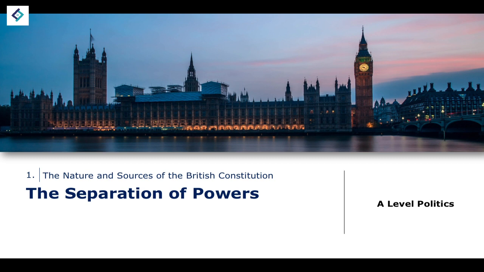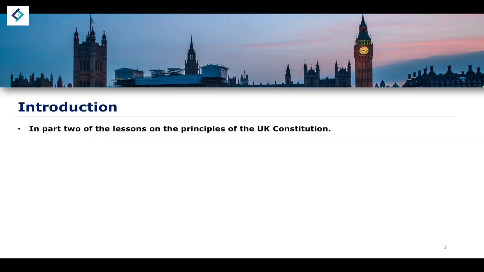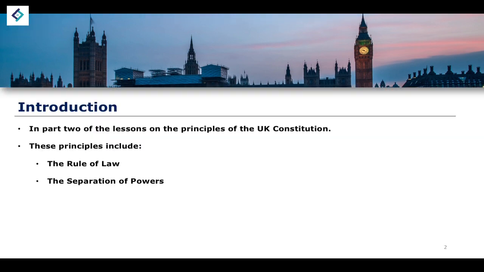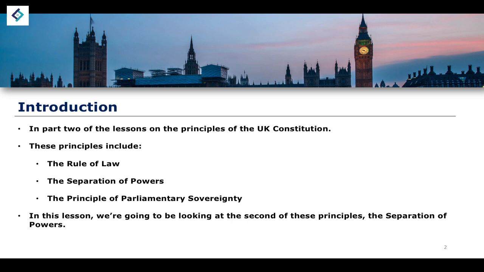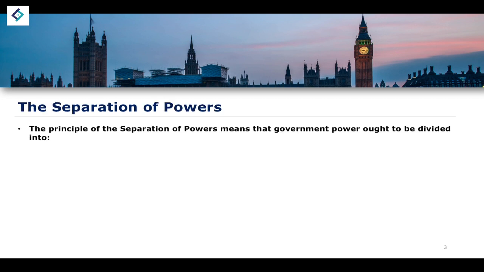So we're going to be talking a little bit about how the US system works, just as a way to be able to clearly delineate between the UK and the US system. And this could be quite useful for any of you who are doing comparative politics as well. So part 2 of the principles relates to this idea of the separation of powers. This is part 2 of 3, the third is obviously going to be on the principle of parliamentary sovereignty.